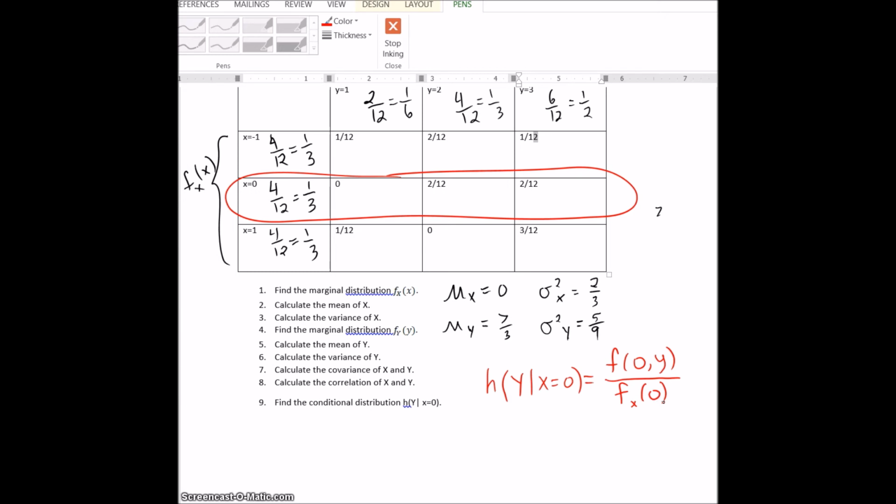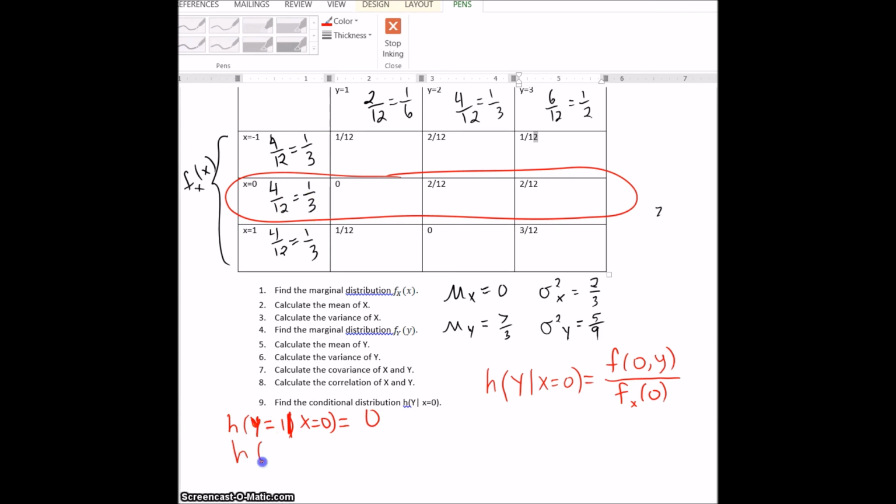So for each of these values of y, I can find this. So let's see, h of y equal 1, given that x is equal to 0, is going to be the probability that y is equal to 1 and x is equal to 0, which is 0, divided by 1/3. So that gives me 0.